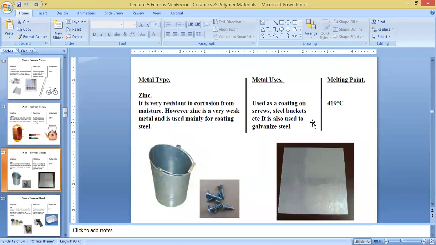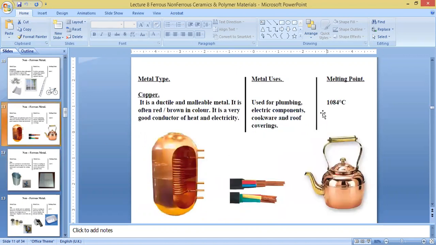Zinc, very resistant to corrosion from moisture. However, zinc is a weak metal and is used mainly for coating steel. Oh, by the way, coming to copper, it actually has healing properties. That may not be mentioned here, but scientifically, it's safe to include that.